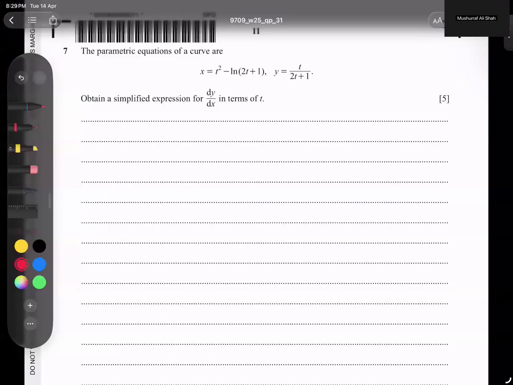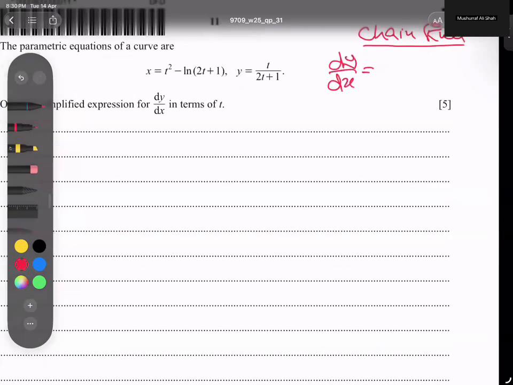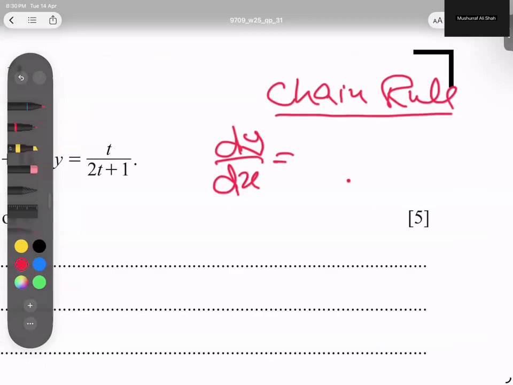Question number 7 is a parametric equation of curves. We have been given x and y, two parametric equations. So first of all, he is asking for dy over dx. So basically, I can show you the chain rule formula. What is the chain rule formula? I'm looking for dy over dx. So dy over dx, I will write two fractions. Let me zoom so you can understand from here.